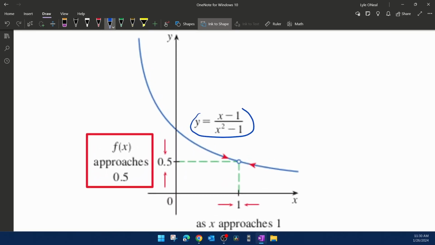Here we have our function, and we can see that as we approach 1 from either side, the y values of the graph are approaching a height of 0.5. So we say as x approaches 1, y approaches a half. That is the basis of a limit. What is y approaching as x approaches some value?